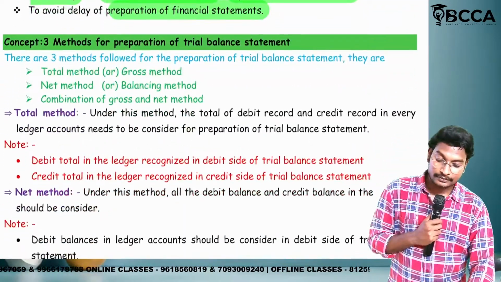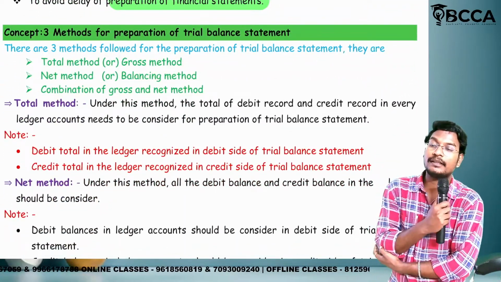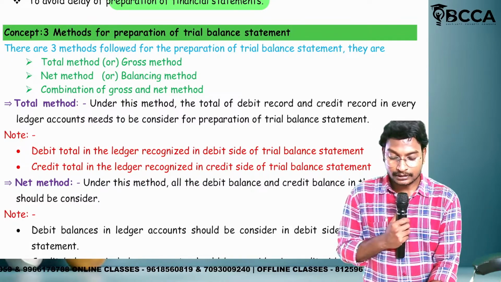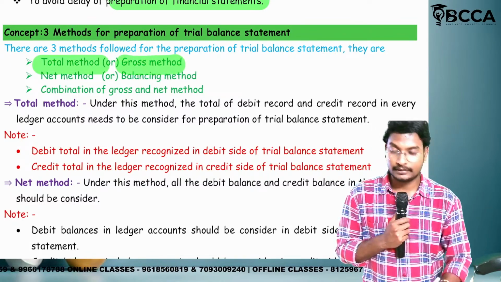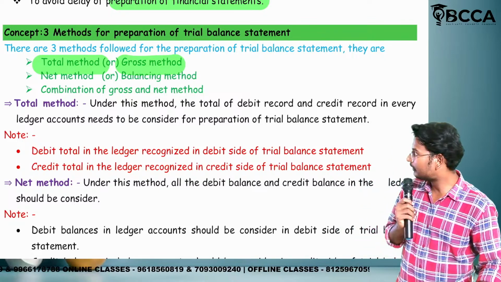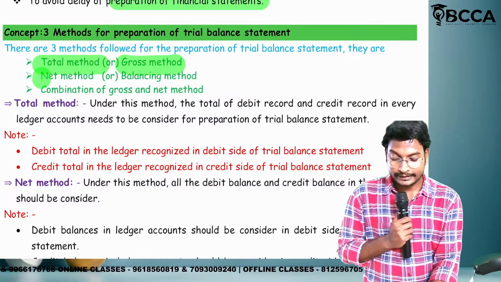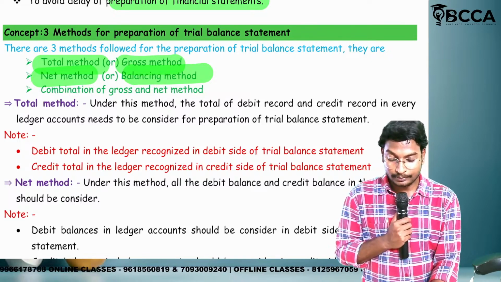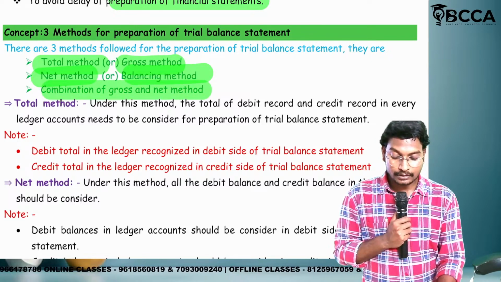Next, methods for the preparation of trial balance. How many methods are there, sir? There are 3 methods. First one is called the total method or gross method. Second one is called the net method or balancing method. Third method is called what? Combination of gross and net method.